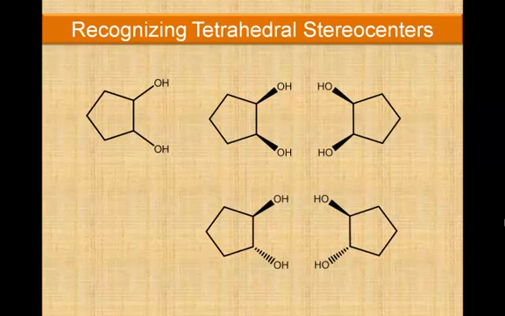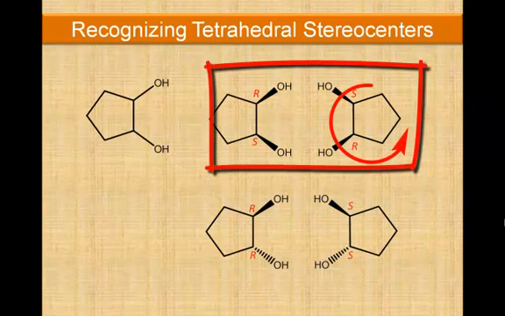Let's assign the configurations. Go ahead and pause for a minute and see if you can do that. Well, here are our absolute configurations. I want to point out to you that if I rotate this molecule 180 degrees in the plane of the screen, that's going to make it superimposable on this one. That means that this pair on the top are identical. They're not enantiomers to each other.